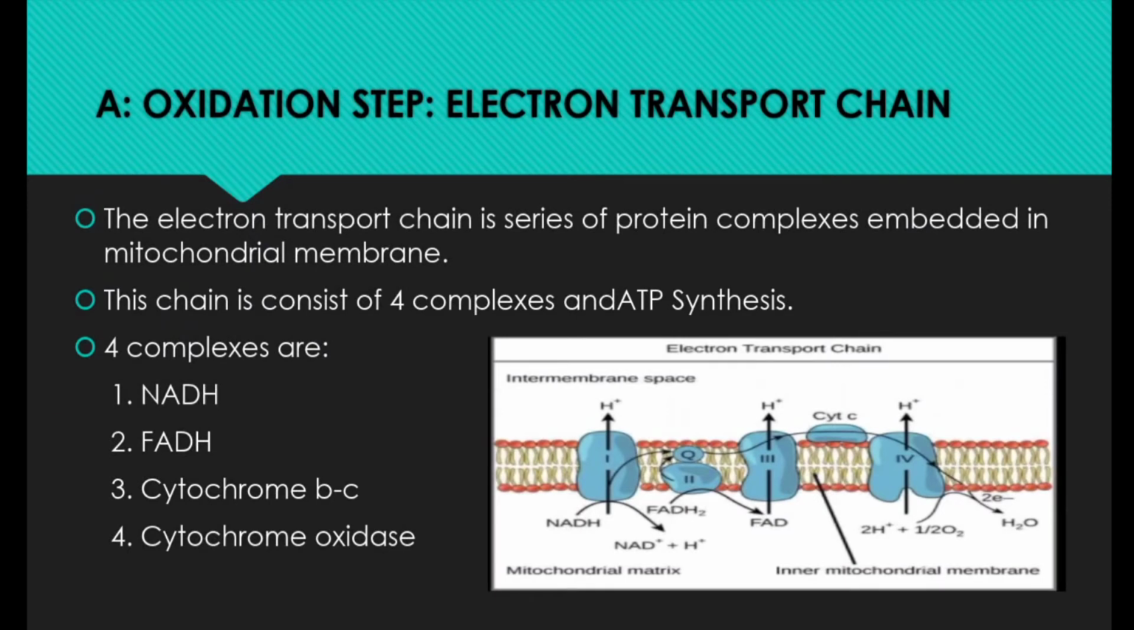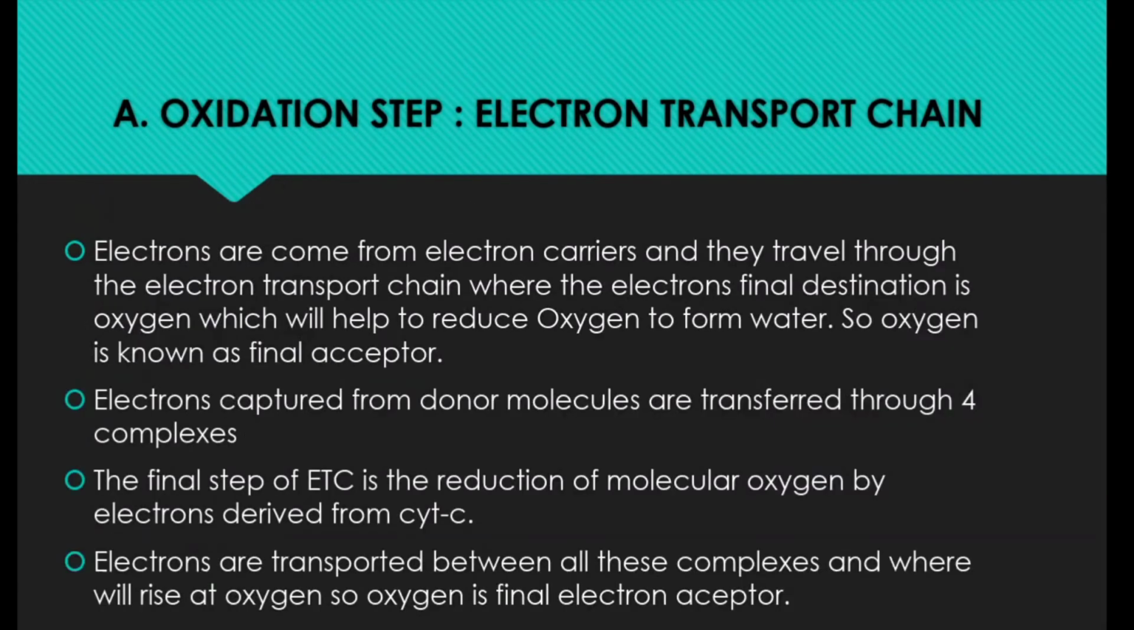in the mitochondrial membrane. This chain consists of 4 complexes and ATP synthase. The 4 complexes are NADH dehydrogenase, FADH (succinate dehydrogenase), cytochrome b/c, and cytochrome oxidase. In this step, electrons come from these electron carriers and travel through the electron transport chain, where the electrons' final destination is oxygen, which is reduced to form water. So oxygen is known as the final acceptor. Electrons captured from these donor molecules are transferred through the 4 complexes.